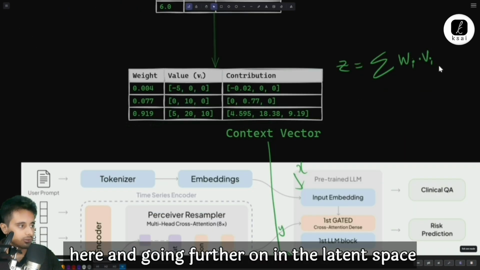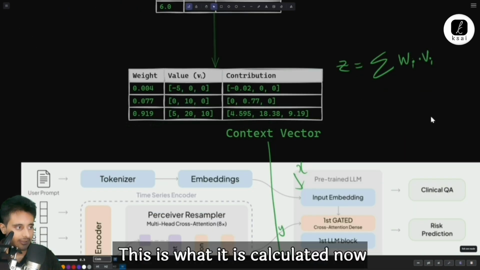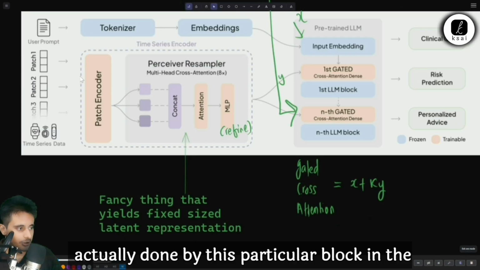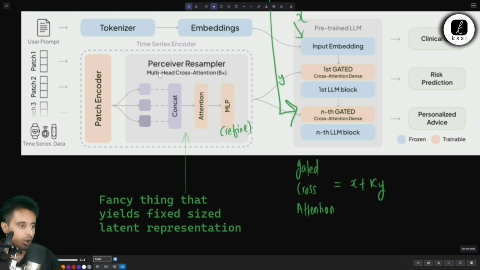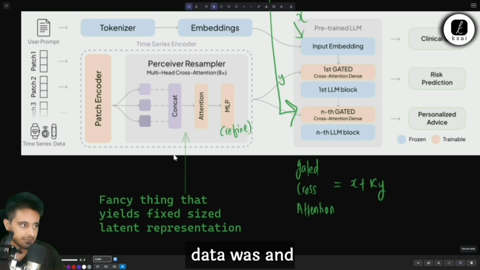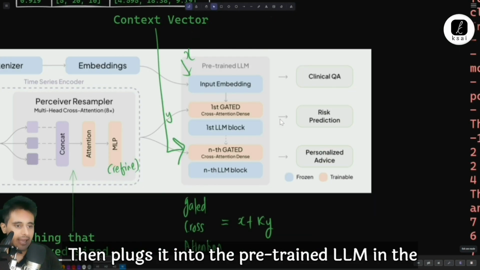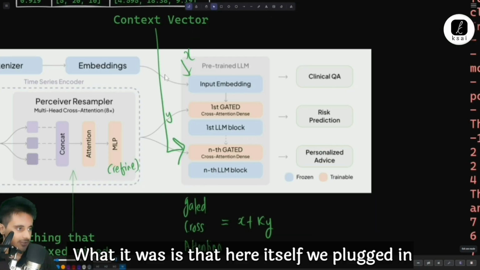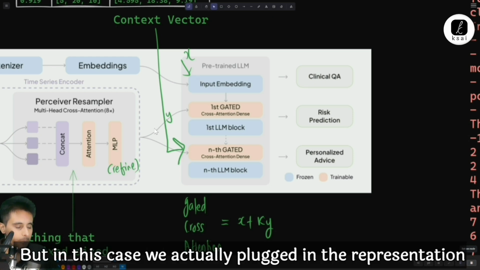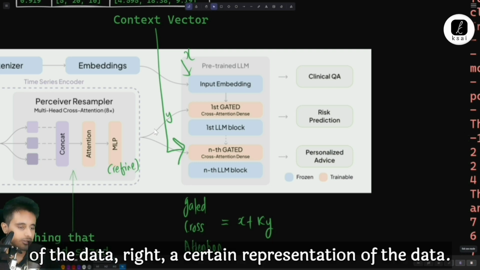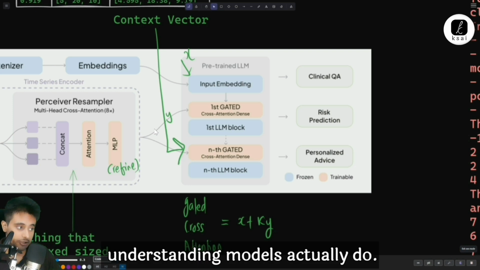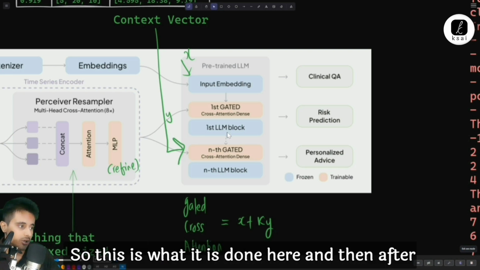And going further on, in the latent space, this is what is calculated. Now, this particular representation, which is done by this particular block in the architecture, the perceiver resampler, yields a fixed-size latent representation of whatever the time series data was, and then plugs it into the pre-trained LLM. In the previous method, we plugged in the time series data itself, but in this case we plug in a representation of the data, in a similar way to how multimodal image understanding models do it. So this is what is done here.